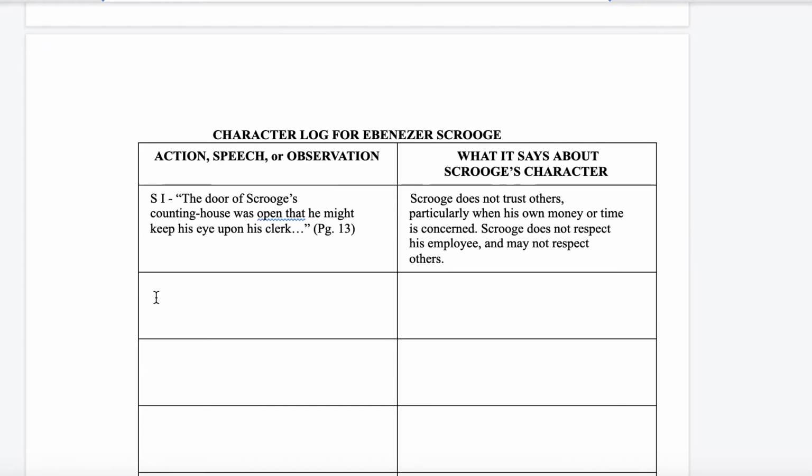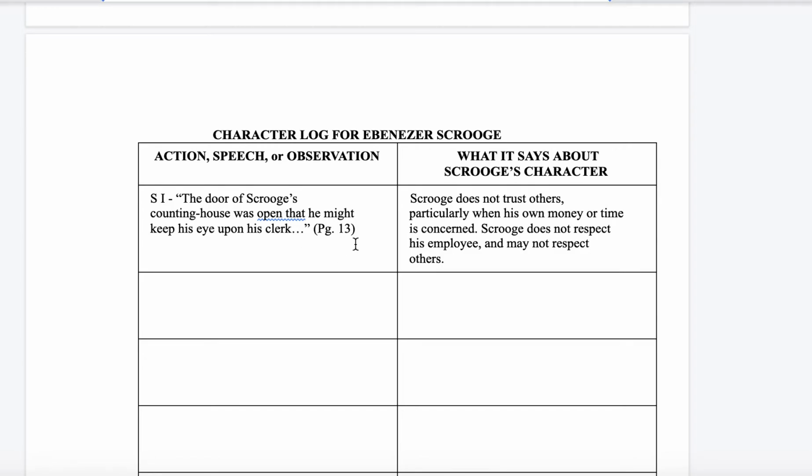I have done the first one for you, and there's a couple of things that I want you to notice. I labeled it S1, and then I put a dash, and then I put the quote. Now the S1 stands for stave 1. So I want you to indicate every textual evidence by stave 1, stave 2, so on and so forth. At the end of the quote, the textual evidence, in parentheses, I put the page number where this evidence was found. I expect you to do the same.